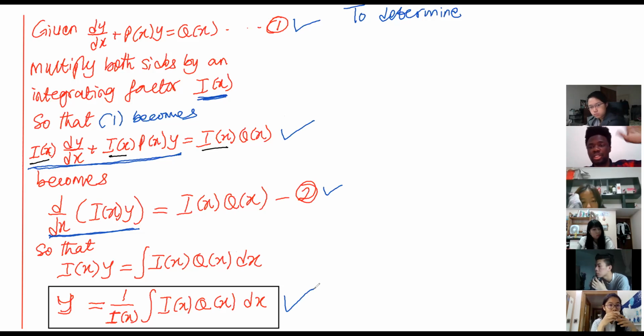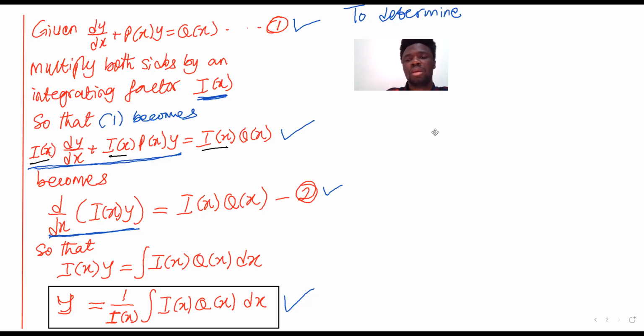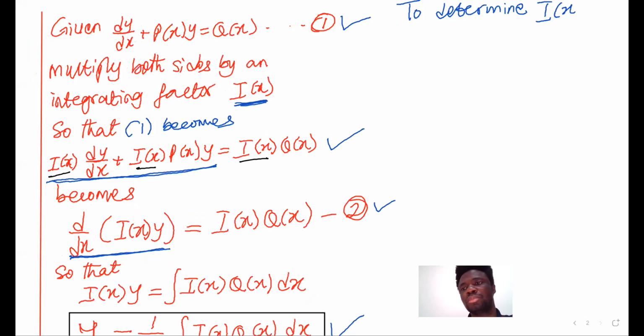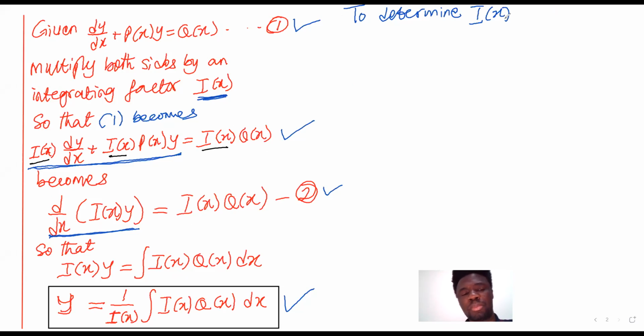Can I see a hand if you understand what I've said so far? Okay, great. Now let's find the integrating factor, I(x), ourselves in the general form. To determine I(x), the integrating factor, which varies with the problem, let us look at the left-hand side.